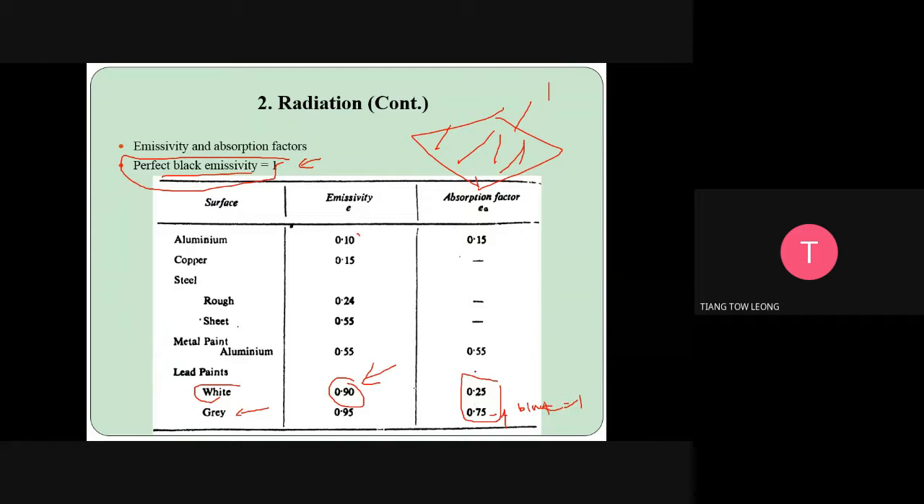Which means if we have a white car and a black car, the one that absorbs heat faster is black, and it releases heat faster also black. But the problem is the white absorbs less, so it won't warm up so soon. So usually we won't take the black car because it's very hot.